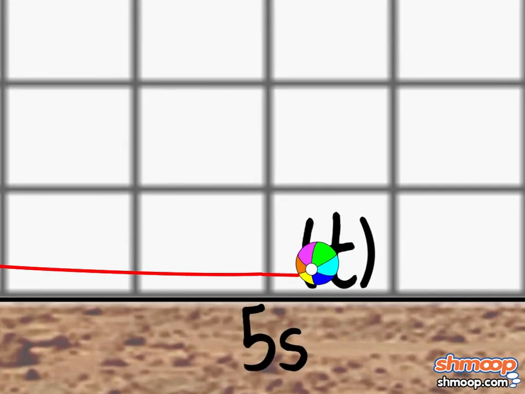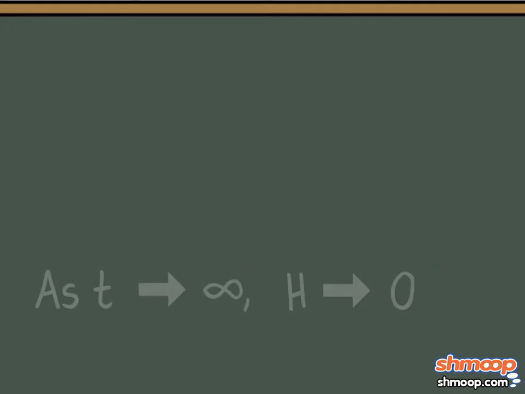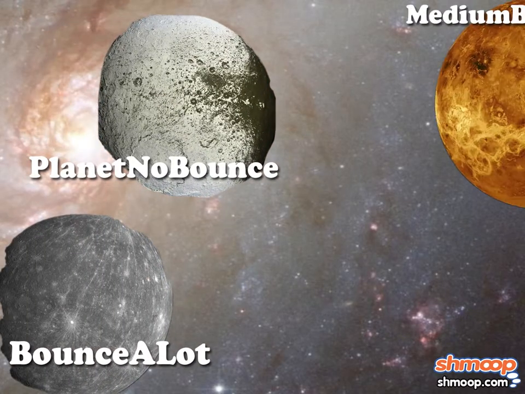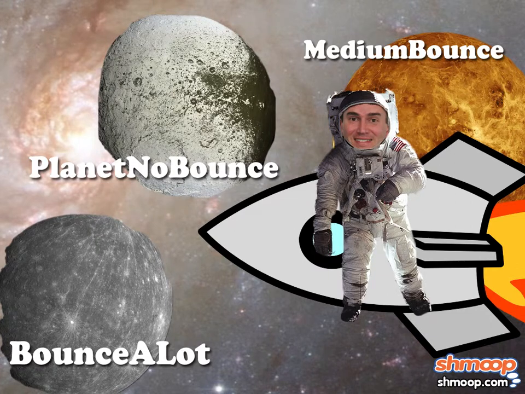As time passes and t approaches infinity, h gets smaller and smaller and really close to 0, but the ball will never actually touch the ground. So as t approaches infinity, h approaches 0. The general rule with functions like these is that if t is raised to a power less than 0, h will approach 0. Now here are the 3 planets in the same orbit, each with completely different gravitational laws.